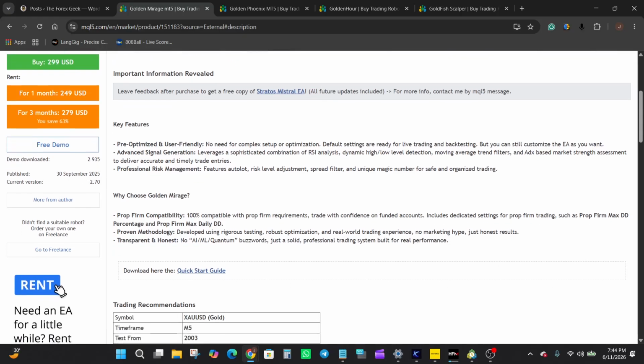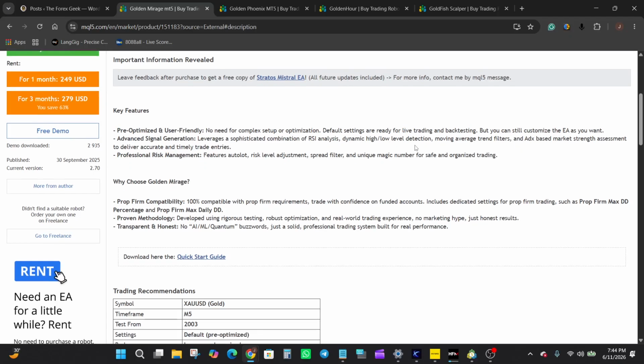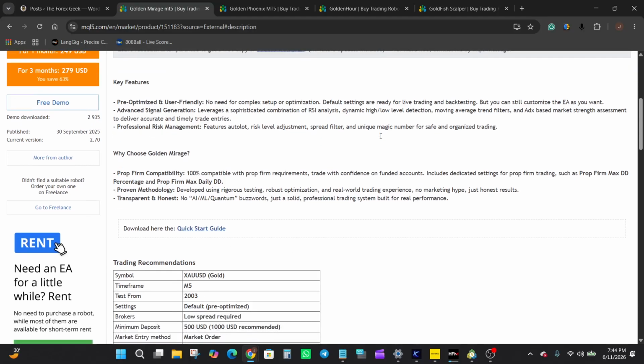One thing that stands out is the emphasis on a pre-optimized setup. The developer states that the default parameters are already configured for both backtesting and live trading, which can be useful for traders who prefer a simpler setup process while still having the flexibility to customize settings if needed.